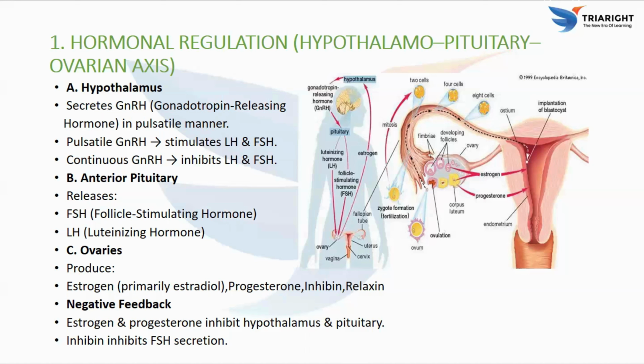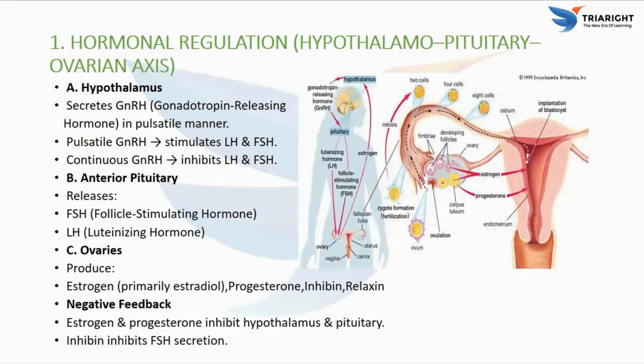So why is pulsatile release important? Because pulsatile GnRH stimulates the FSH and LH hormones, whereas continuous GnRH inhibits the FSH and LH hormones. That's why continuous GnRH analogs are used clinically to suppress the hormones, for example, in endometriosis.